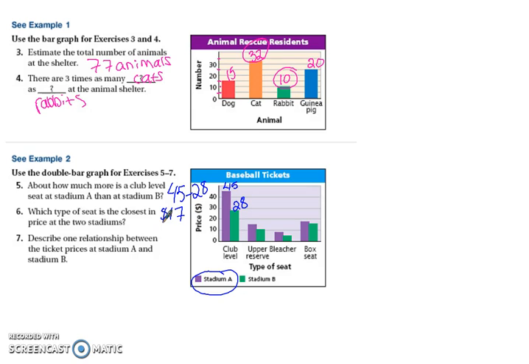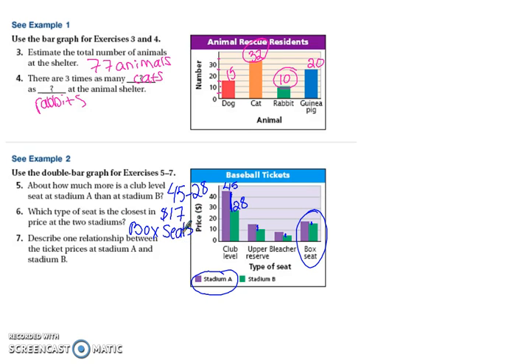Which type of seat is the closest in price? So I would look and say, well, which two bars are closer? We know 17, that's a little bit closer. That's a little closer. These two are almost the same. So I would say box seats. And bar graphs are great because you can tell just by looking at the picture.